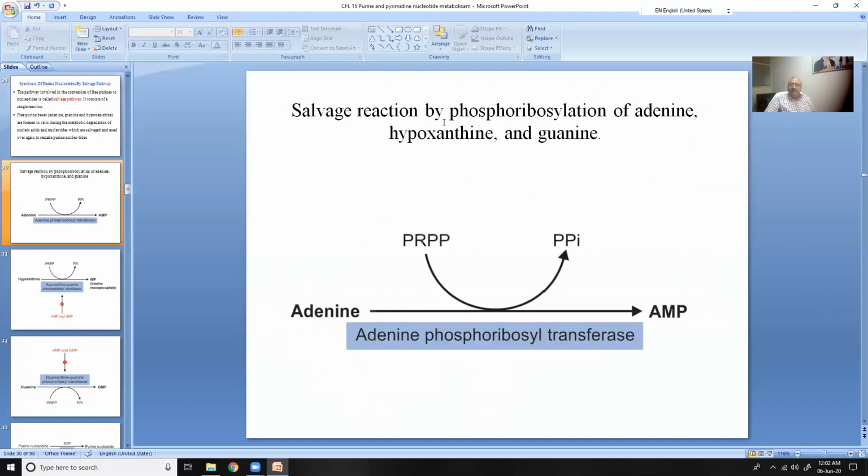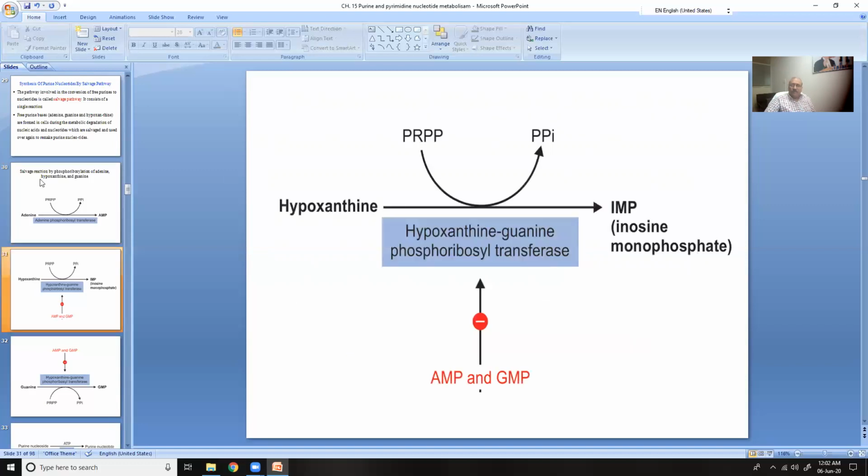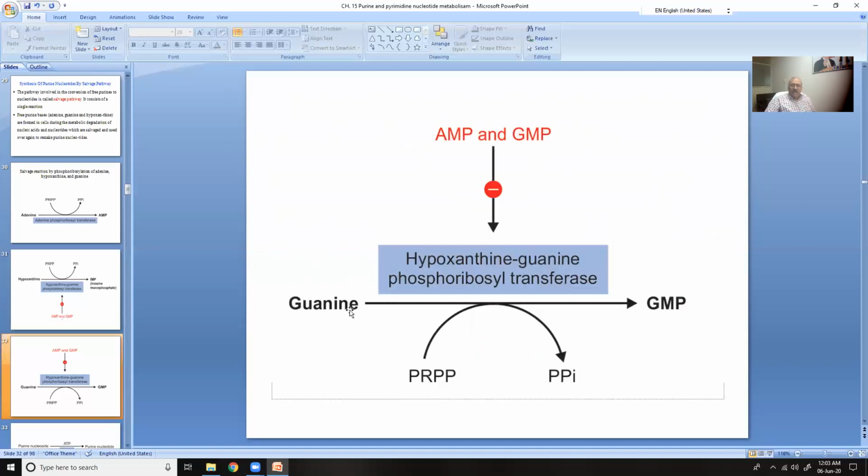It is salvage reaction by phosphoribosylation of adenine. Adenine is changing and getting AMP by adenine phosphoribosyl transferase. Adenine is a base and we are having adenosine monophosphate. Hypoxanthine is giving inosine monophosphate. And we are getting guanine also, giving guanosine monophosphate.